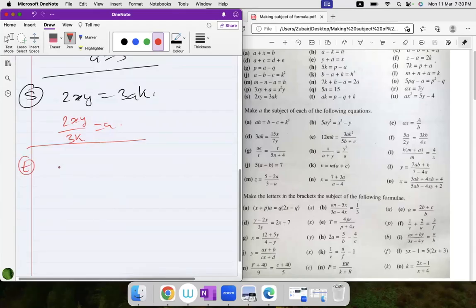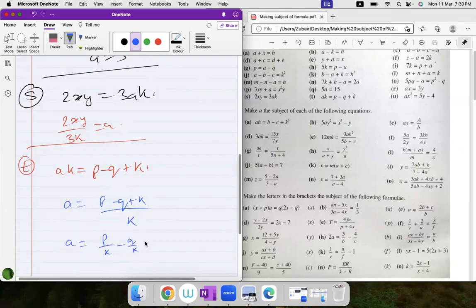Part T. AK is equal to P minus Q plus K. A equals P minus Q plus K over K. So one way, if we just spread them, this could be the answer. But both are acceptable, right? Both are acceptable. Okay.